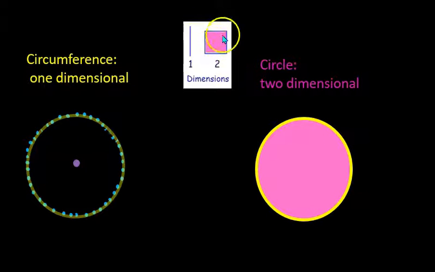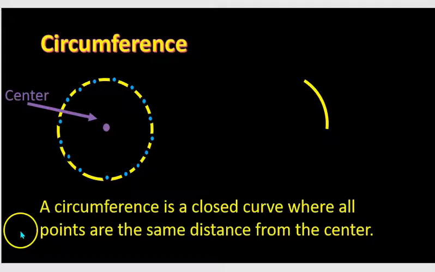We will be measuring the flat surface part, the area, with the number of square units it takes up. Again, we need to understand the difference between one-dimensional and two-dimensional. Then we will understand the difference between a circle itself and the circle's boundary, which we call the circumference. Let's take a closer look at a circumference again.